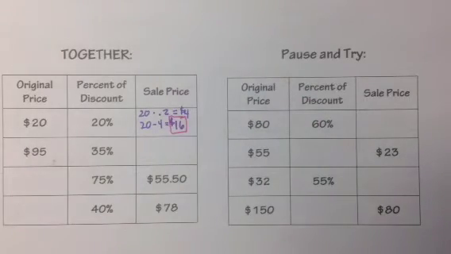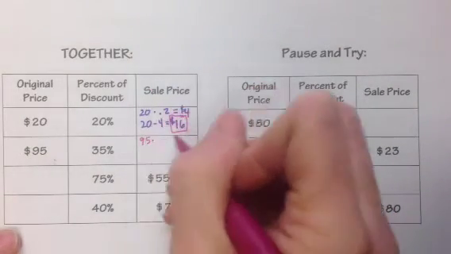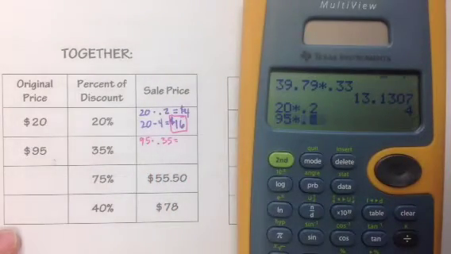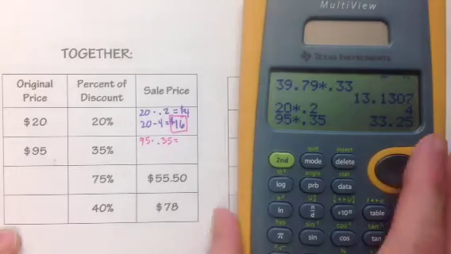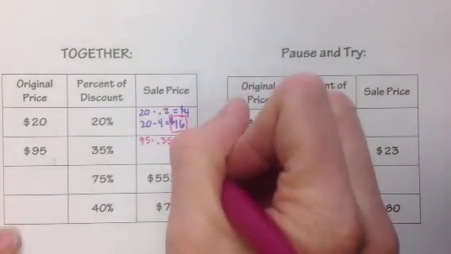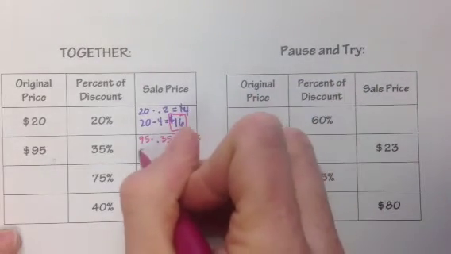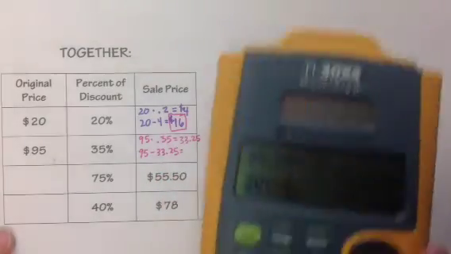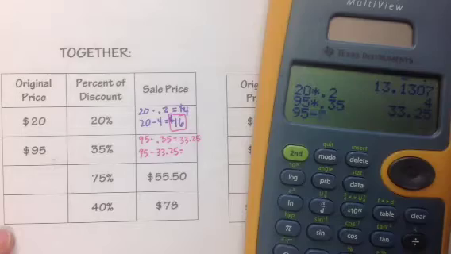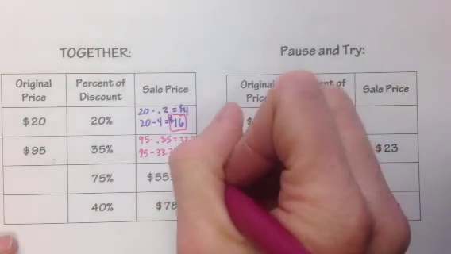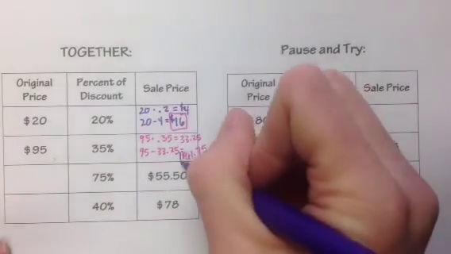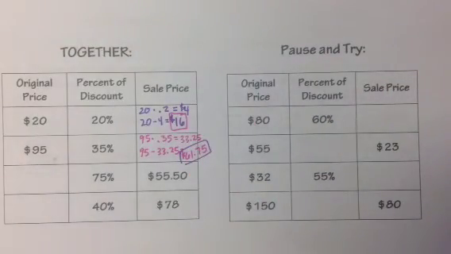Okay? All right, so this one, $95 times 0.35, and I get $33.25. Okay, so then I take 95 and subtract 33.25, and so my total price, or I should say my sale price, is $61.75. Okay? You guys are loving these colors, aren't you?